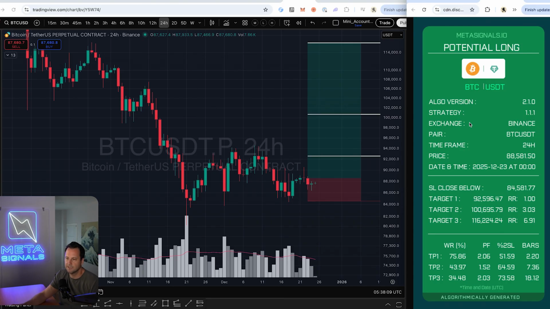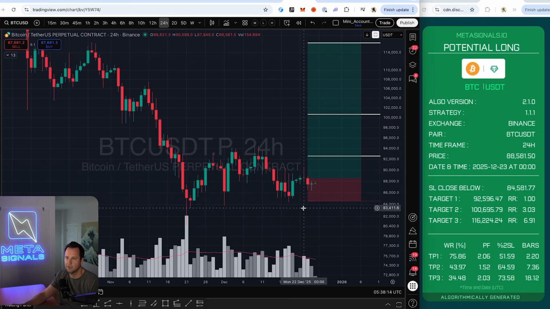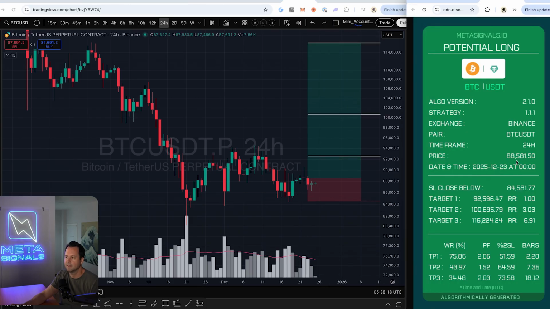But just so you understand, when you look at a Binance USDT perps chart, like here, you see the candle close 88,581.5, and that's the exact price at the time of the alert. The date and time is always in UTC. Now we have the big one, the stop loss close below, which I think we probably have some members even after 2 years who haven't fully taken this one in.